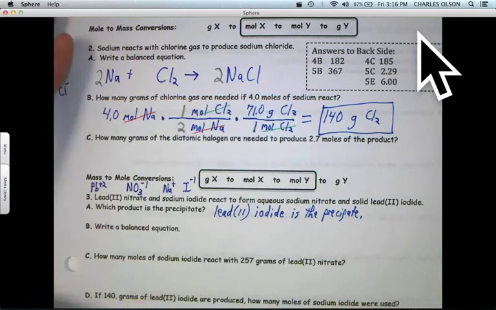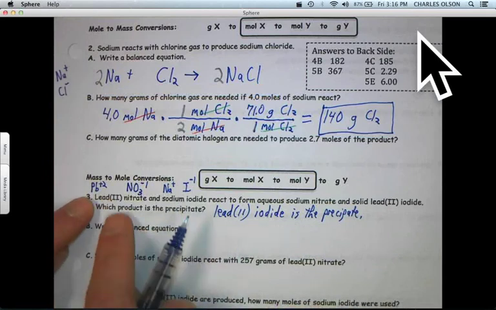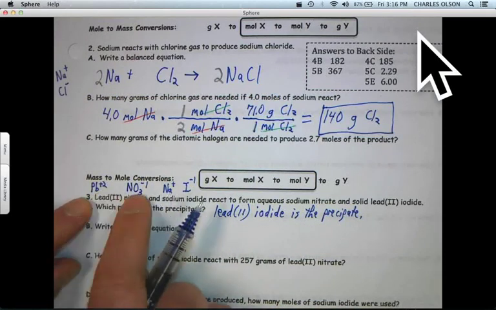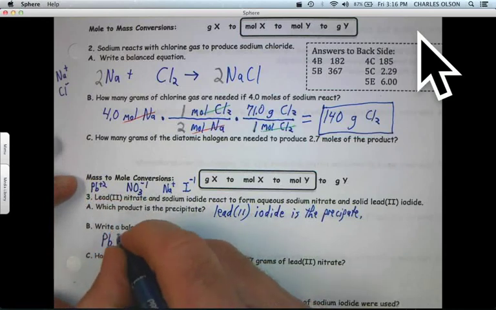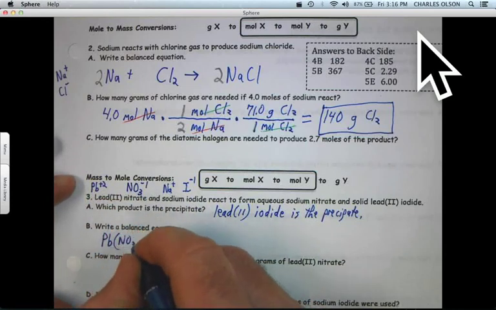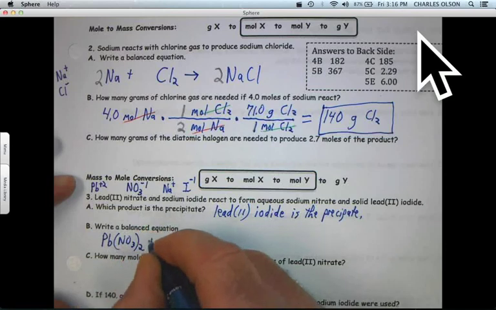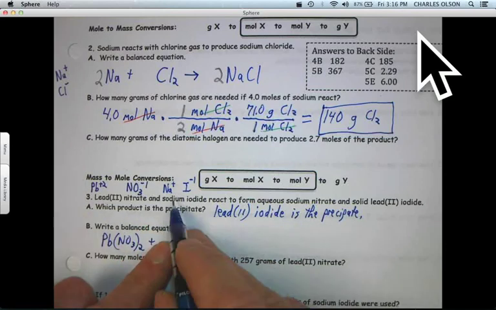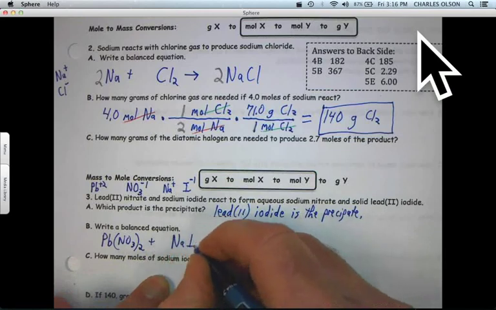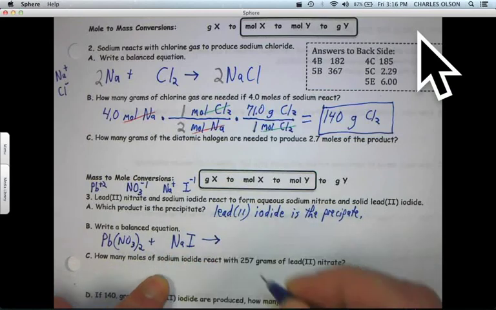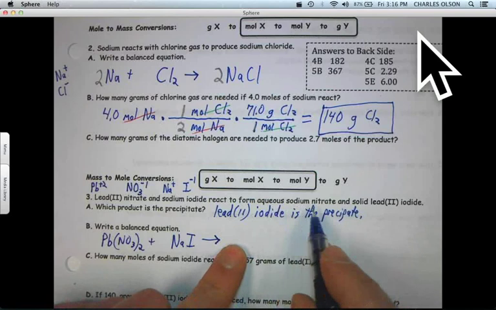Okay, so let's translate this equation. Lead 2 nitrate, we need 2 nitrates. So that would be Pb(NO3)2, plus, leave space for a coefficient, sodium iodide. Well, that's concise, NaI. React to form aqueous sodium nitrate.